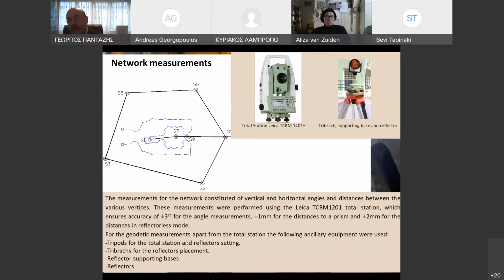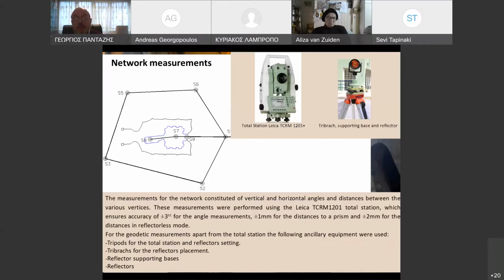Measurements, the data collection of the measurements: measurements of horizontal distances and vertical angles and distances were carried out between all the points of the 3D network by using a total station like a TCRM, which ensures nominal accuracy of angle measurement about 1 arcsecond, 1 millimeter for the distance measurement on a reflector, and 2 millimeters for the distance measurement in reflectorless mode.